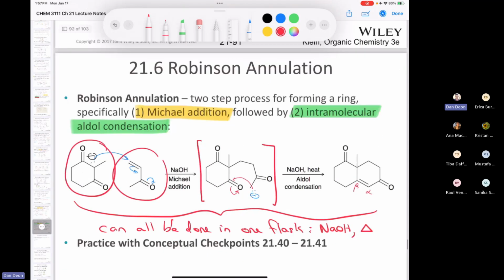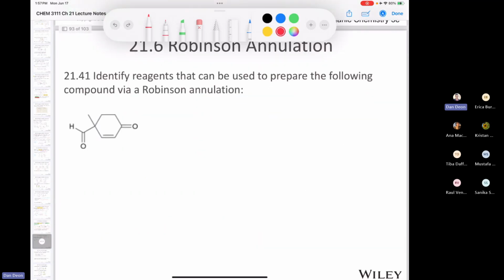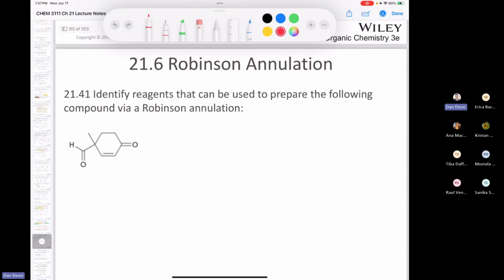Here are the two reagents. So you need a Michael donor and a Michael acceptor. And it's saying if you wanted to make this compound via a Robinson annulation, what is the Michael donor and what's the Michael acceptor? So I'll show you the way that I do it. This is how I figure it out. So I do something like this.